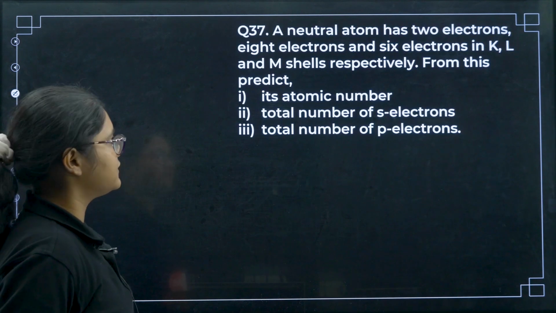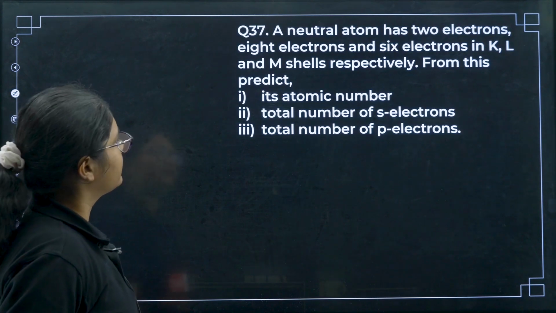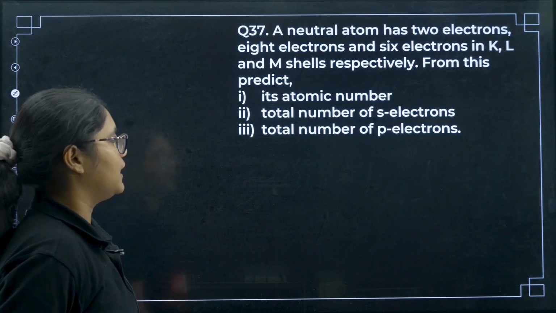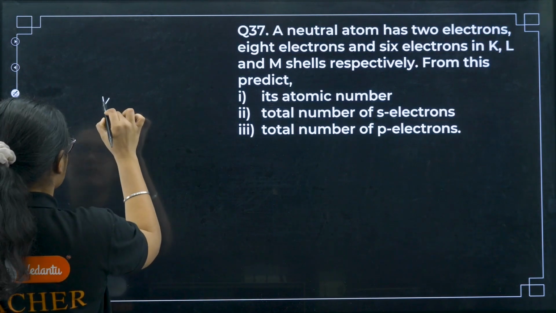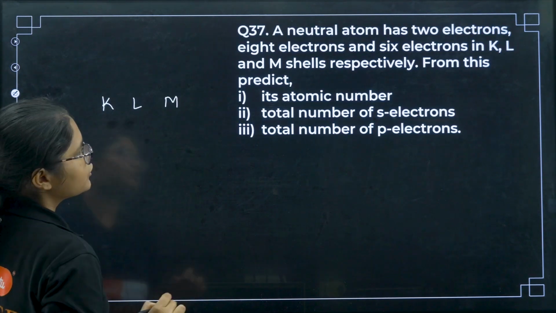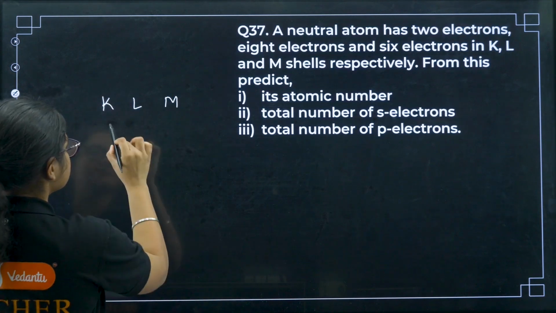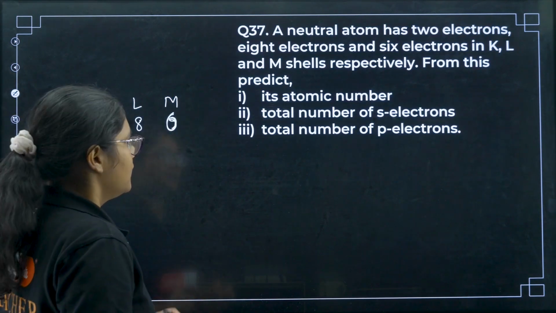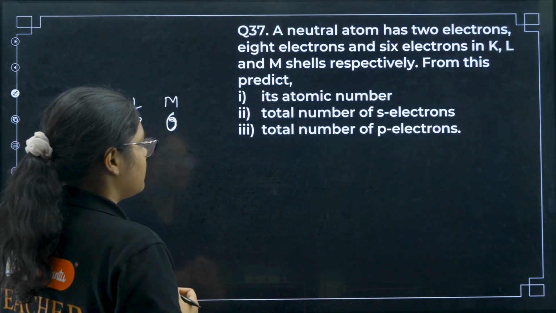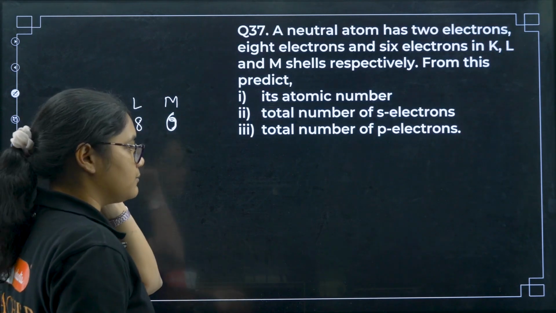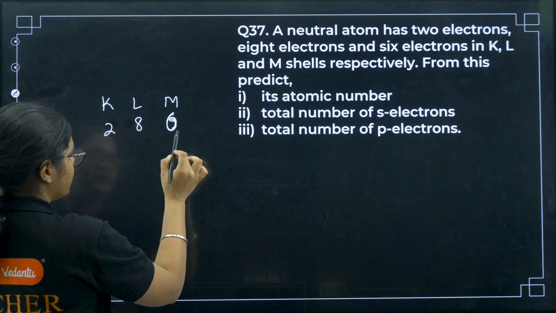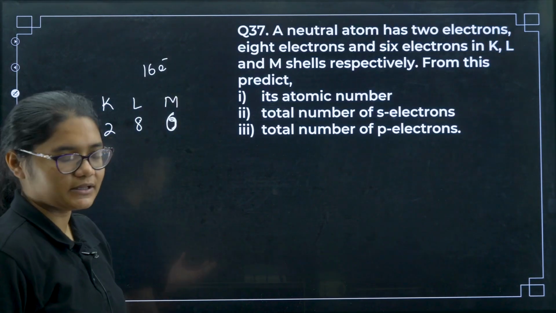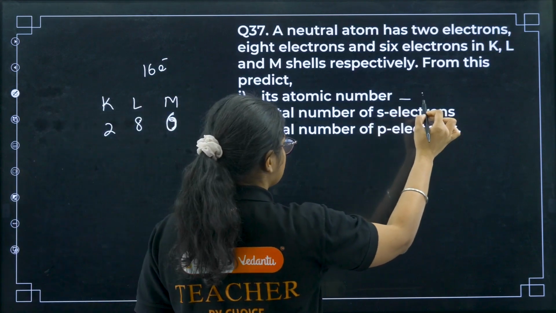A neutral atom has 2 electrons, 8 electrons and 6 electrons in K, L, M. So you have K, L and M, with 2 electrons, then 8 electrons and 6 electrons. From this predict its atomic number, total number of s electrons and total number of p electrons. If I add all these electrons, I get 16 electrons, right? So 16 protons will also be there. So the atomic number is 16.